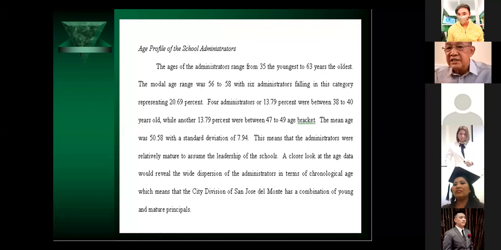Look, the ages of the administrator range from 35 the youngest and 63 the oldest. Anong ginamit ko? Statistics. Pinresent ko yung youngest and what is it? Range. Very good. Ang ginamit ko is total range. Tapos, ito, the modal age or the most frequent age range from 56 to 58 with 6 administrators falling in this category. Anong ginamit ko yung statistics? Mode. Kasi ang dinidiscuss ko dito is most common or the modal age. Alright? Pero nakalagay dito sa bandang huli, the mean age was 50.58 with a standard deviation of 7.94.